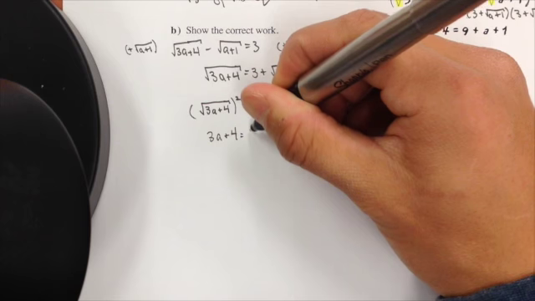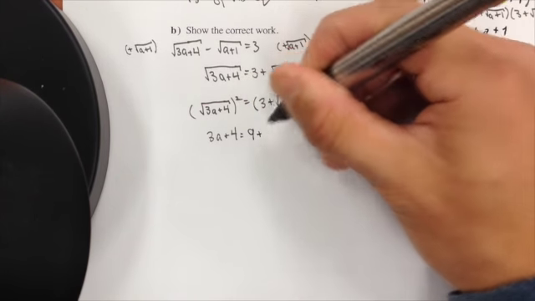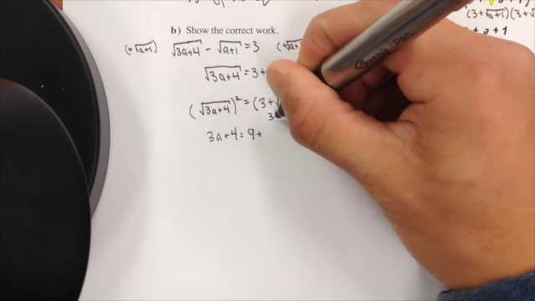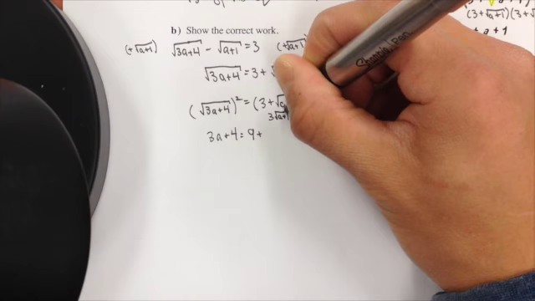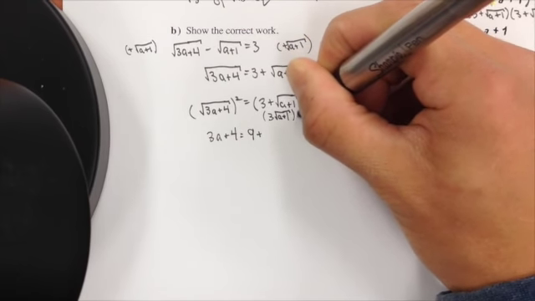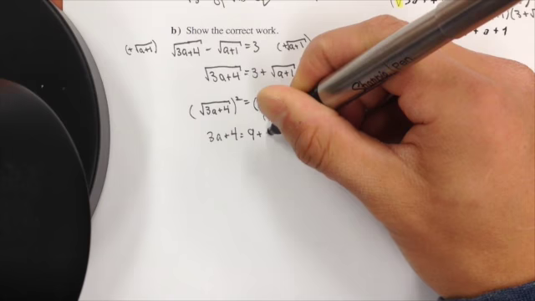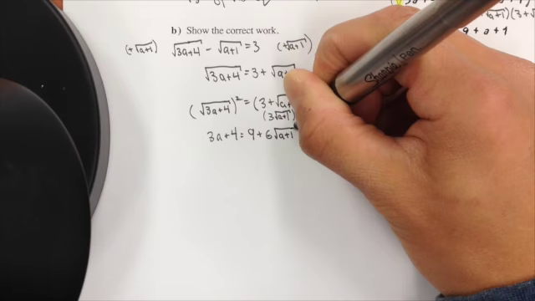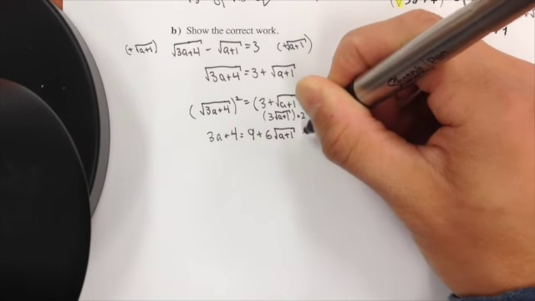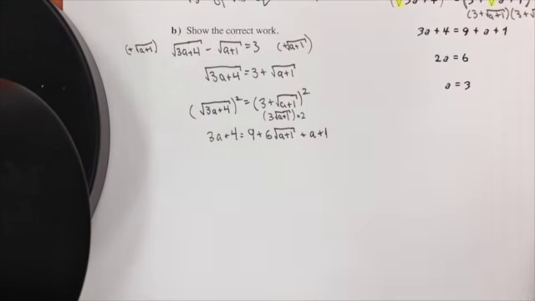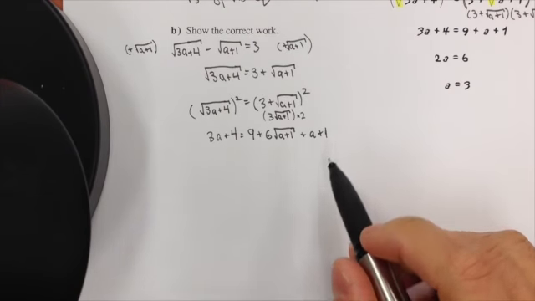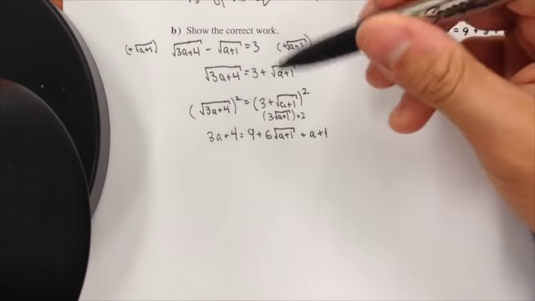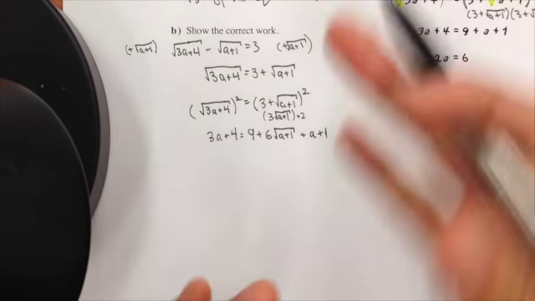Okay? So I'm going to be left with 9 plus 6 root a plus 1, and then I'm going to be left with a plus 1. Okay, so that's the step that Billy here didn't do correctly. Alright, and so the next thing we need to do is we need to kind of balance out our equation.